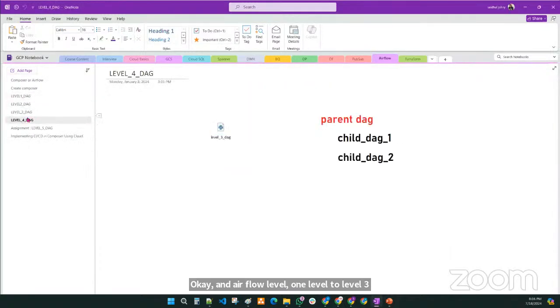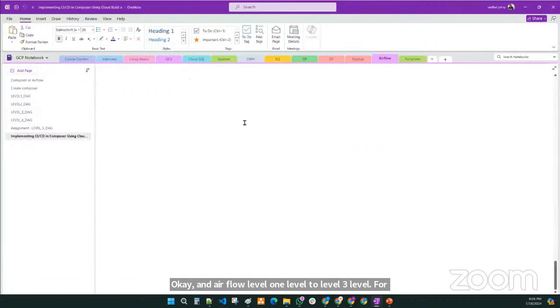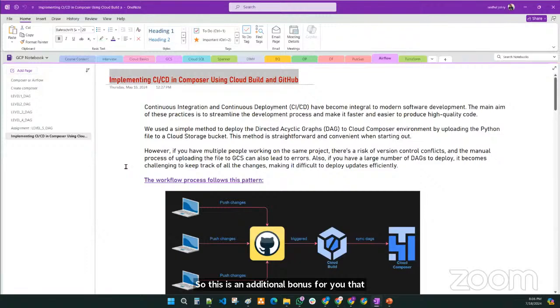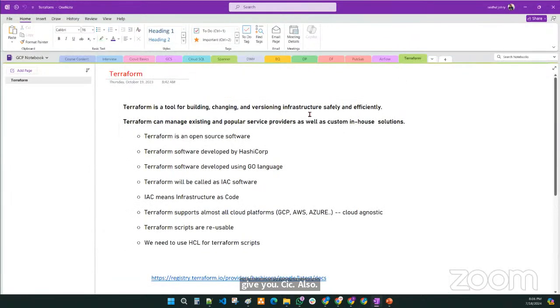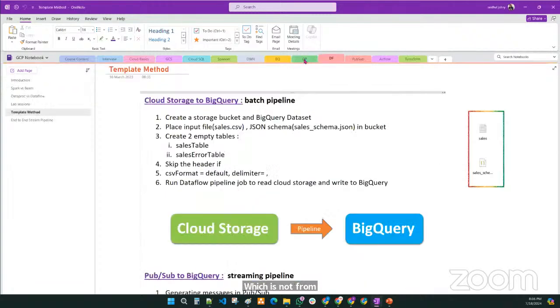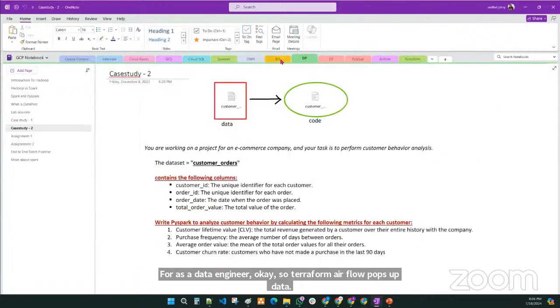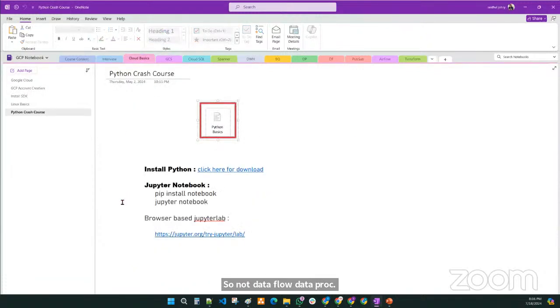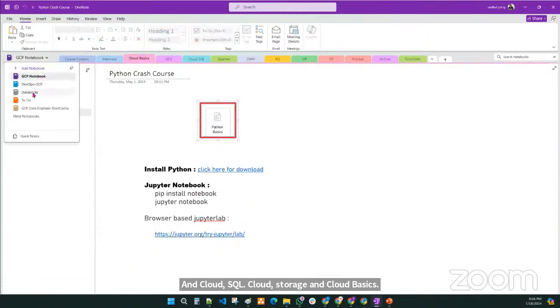These are 4 different pipelines, plus a CI/CD project. This is an additional bonus for you: I am going to give you CI/CD also. Terraform is basics only; we don't go deeper as a data engineer. So Terraform, Airflow, Pub/Sub, Dataflow, Dataproc, BigQuery, Cloud SQL, Google Cloud Storage, and Cloud basics, and Databricks as well as ADF.